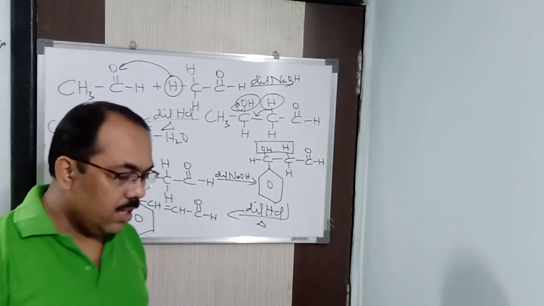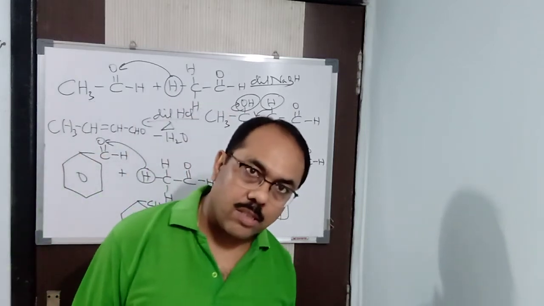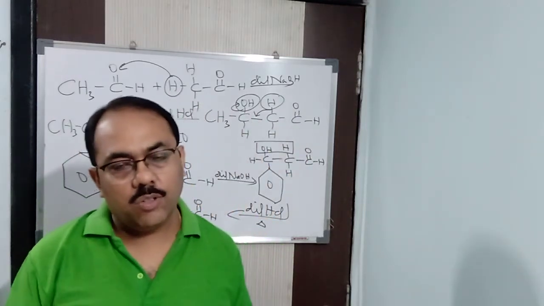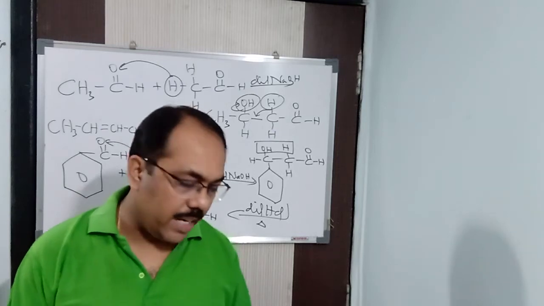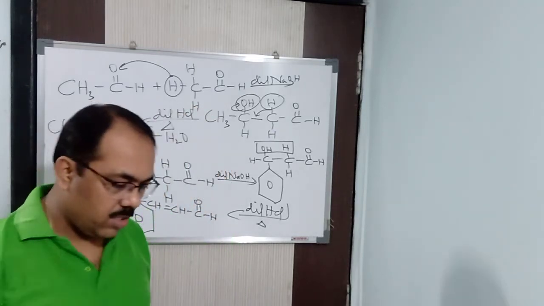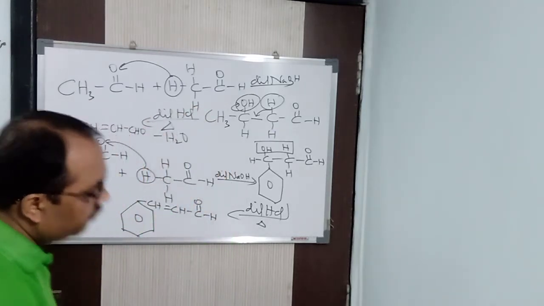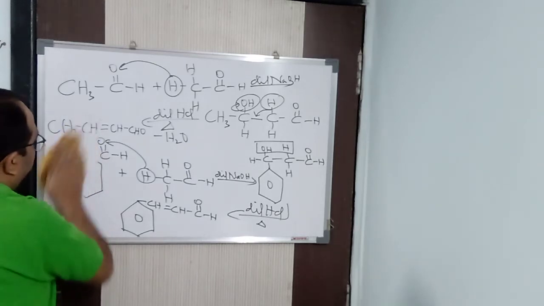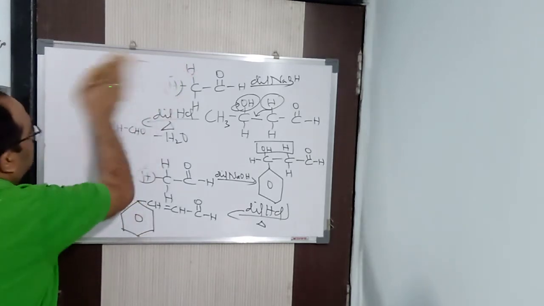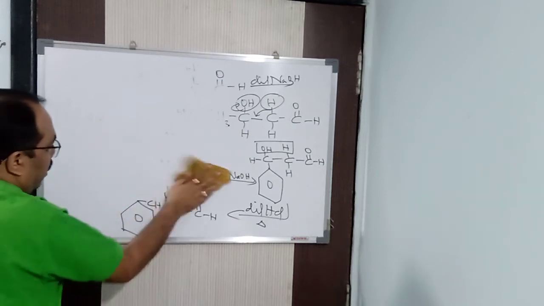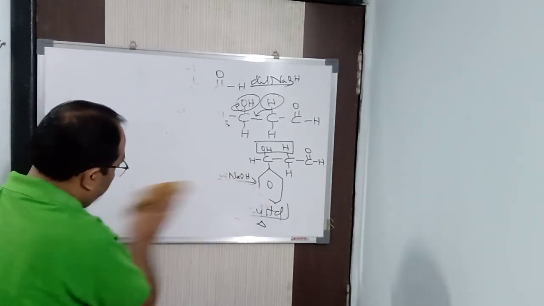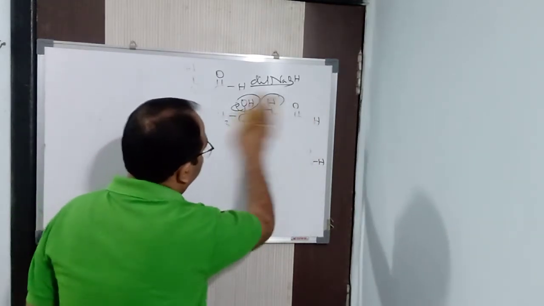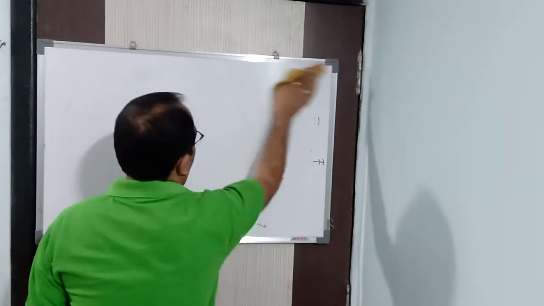So this is coming under crossed aldol condensation. You can take any other ketones and aldehydes and carry out this particular reaction. Now next, if I take two other reactants, then we will be getting a named reaction. What is that? Let us see.